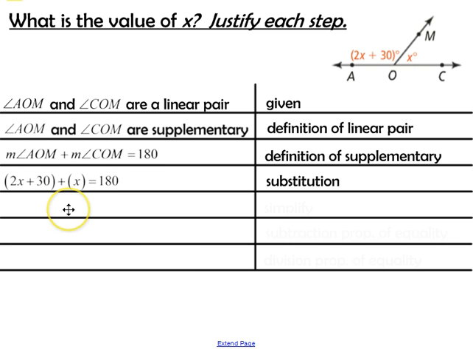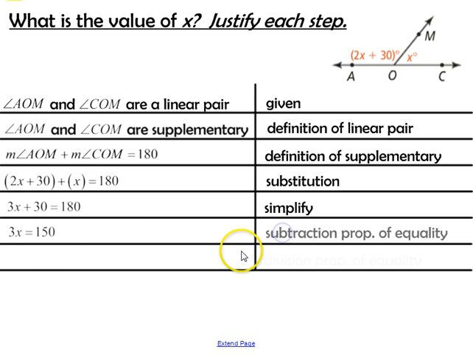Then our next step in solving would be to combine the like terms, 2x plus x, which we said is a simplifying step. Next, we want to subtract 30 from both sides, which is the subtraction property of equality. Then lastly, divide both sides by 3, which is using the division property of equality. So this is what justifying each step in a two-column proof looks like in geometry.